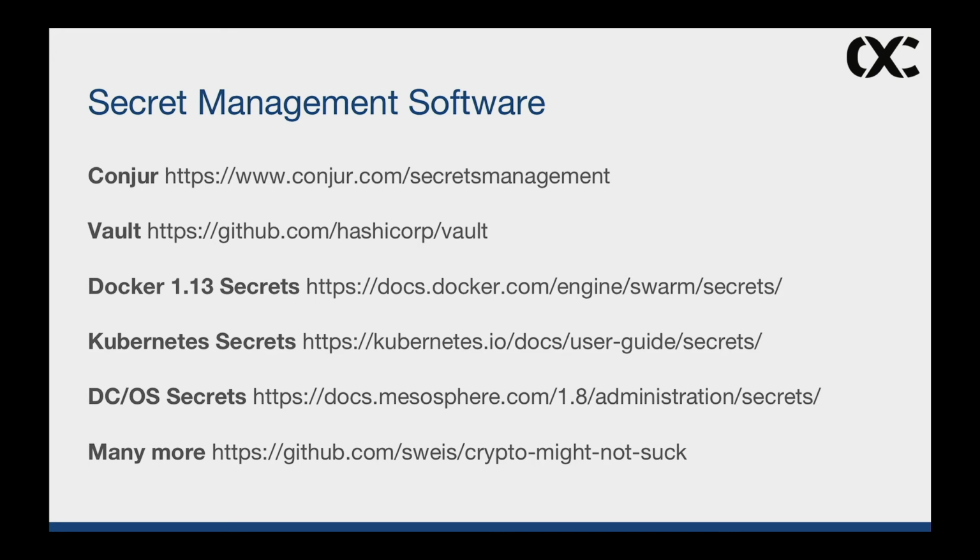If you are using Docker containers and you have some container orchestration tool, I would say almost all of them contain some way to properly store your secrets. The recent release of Docker 1.13 brought a secret management API. Kubernetes has had secret management for quite a long time. It's also present in DC/OS.